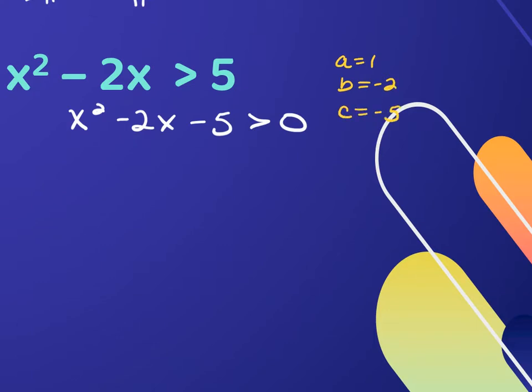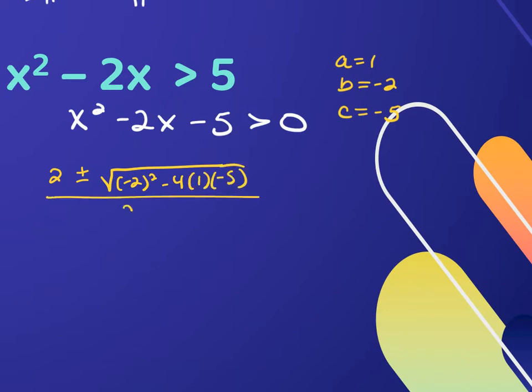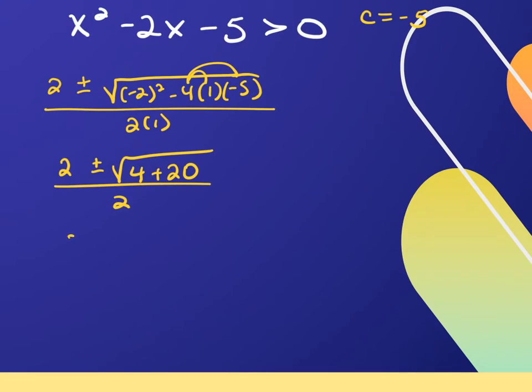C is negative 5. And I get negative negative 2, so it's 2, plus and minus the square root of 2 squared minus 4 times A times C, which is negative 5, all over 2 times A. 2 plus and minus the square root of 4 minus 4 times 1 is negative 4, times negative 5 is positive 20, over 2. 2 plus and minus the square root of 24 over 2.